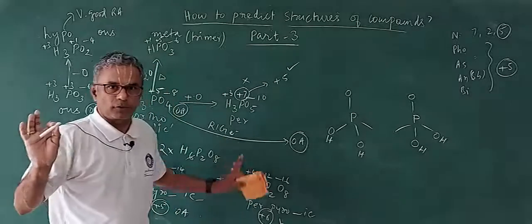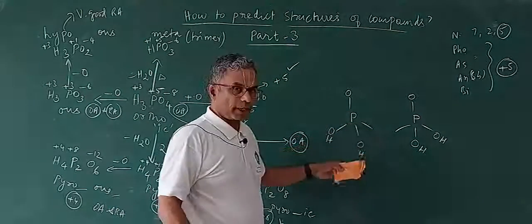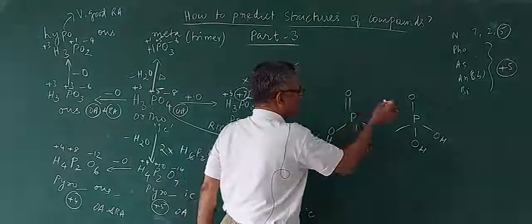You can do it. So far, no problem. And phosphorus can have 5 bonds. So you take the 5th bond, it will be here, the 5th bond will be here.